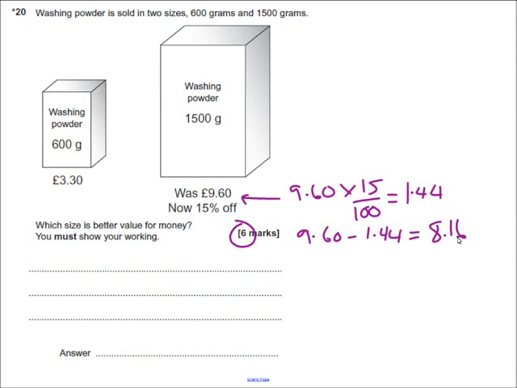Now all we need to do is compare like with like. You can do it by going to find out how much 1 gram is, because we've got a calculator, that's quite easy to do.